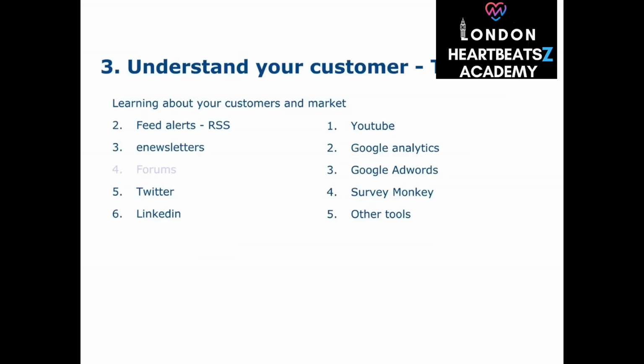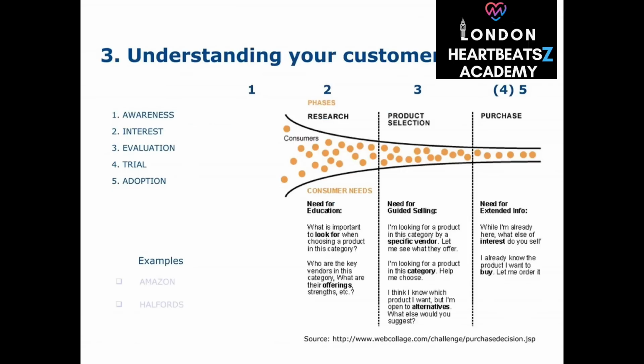And then they break down the customer purchase decision process into five stages: research, product selection, purchase, need for education, and need for extended information. Okay, so those are the steps people go through when they're thinking about buying something. And they use Amazon and Halfords as examples of companies catering to customers in these different stages.